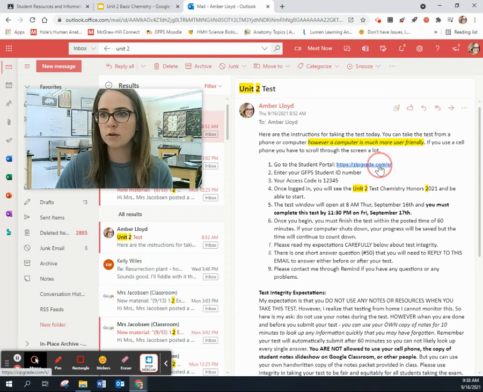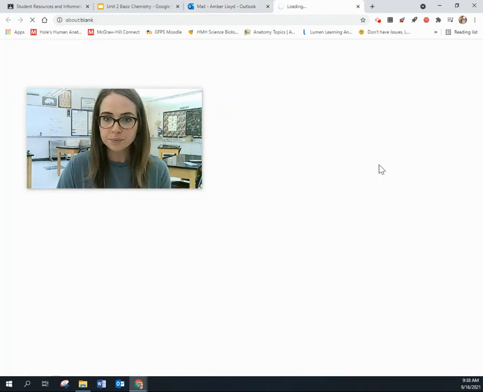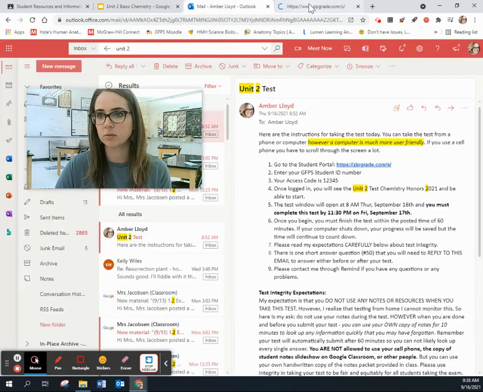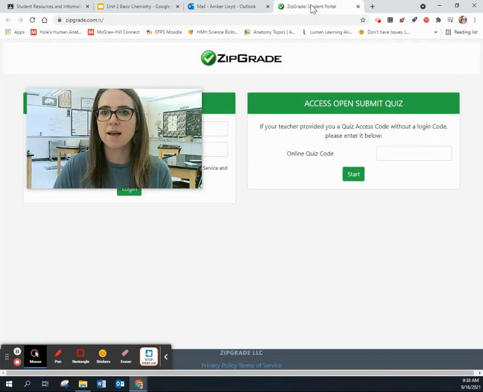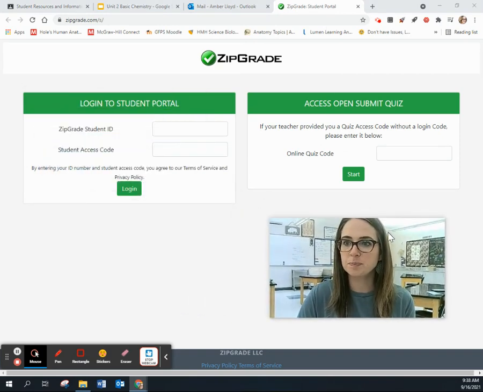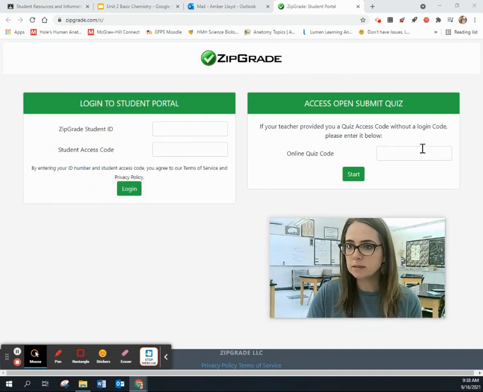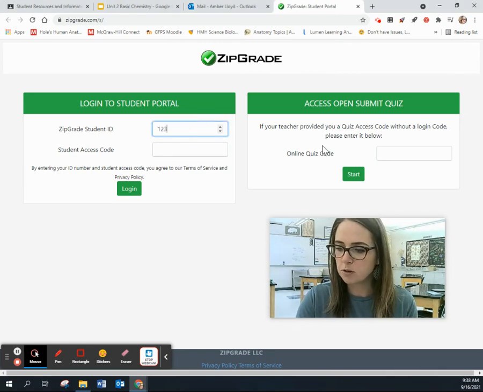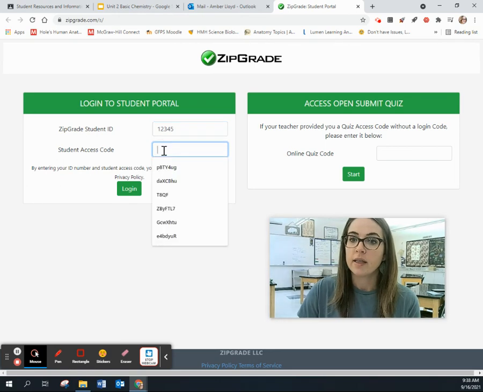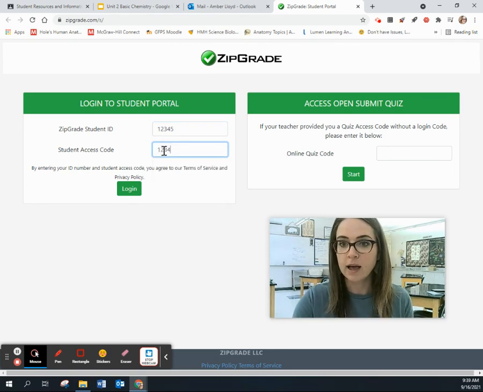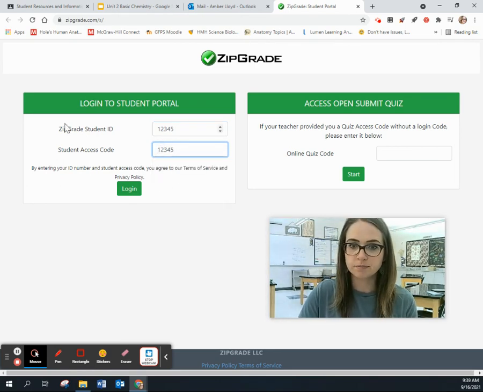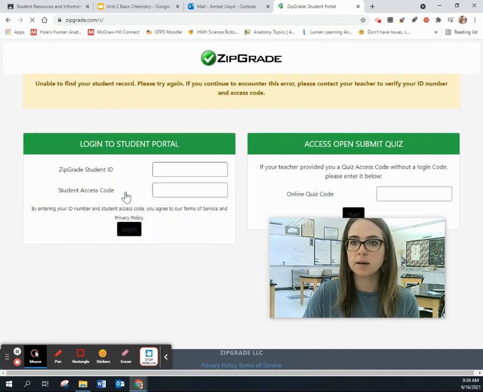Here's your step-by-step guide. You're going to go to the student portal, which is linked here for you. And my email should still be open. And you're going to put your student ID number and your access code. Now, we don't have an open submit. In this case, I want you guys to give me your student ID number. You should be correct. I gave myself one as a test, and I hope it works.